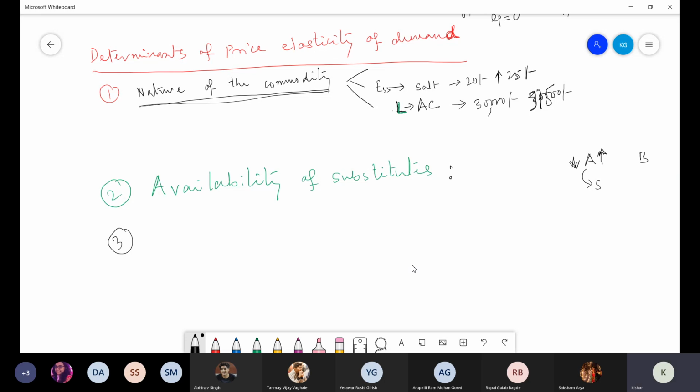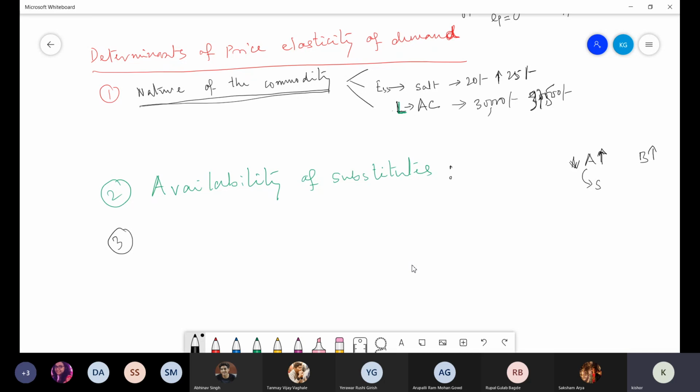Demand will decrease drastically because existing consumers will switch over to its substitutes. But think about another commodity like B, like salt. Salt does not have close substitutes. So although the price increases, people might still be purchasing a packet of salt. So it does not have close substitutes, and it will be relatively inelastic.